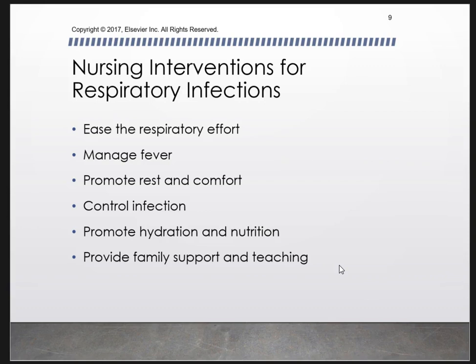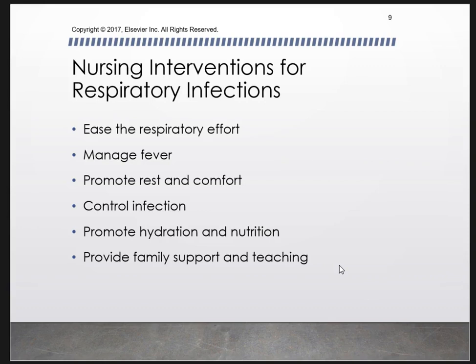Now, general nursing interventions for respiratory infections. Normally, I don't go over it in such generalities like this, but because it is respiratory, they usually end up being very similar despite whatever pathogen it is or where it's manifesting in the body. So your number one thing is obviously easing the respiratory effort, and that is a really all-encompassing intervention that includes both your medical emergency side, like a child in respiratory distress, to just repositioning somebody in bed for a reduced breathing effort, okay? Managing fever, promoting rest and comfort.